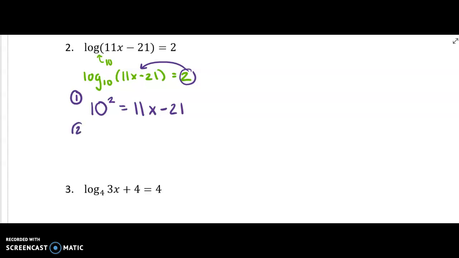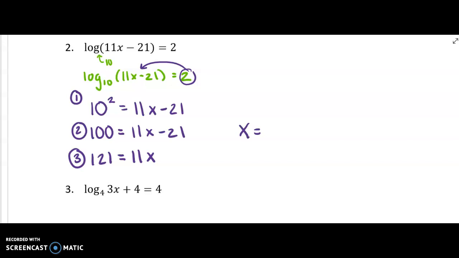The second step is to simplify. We simplify the 10 squared, which is 100, so 100 equals 11x minus 21. Then we add 21 to both sides because our last step is solving for x. That gives us 121 equals 11x. And I hope you know this, but 121 divided by 11 is a nice 11.